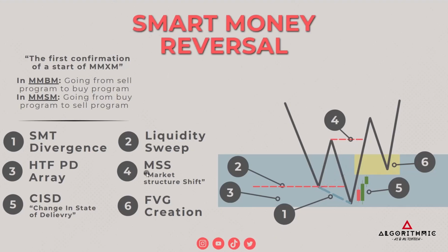So you'll also be using the SMT divergence. It's a very, very powerful tool in order to spot the smart money reversals. That's one other thing that you need. So it's number one here. For example, we have this SMT here.